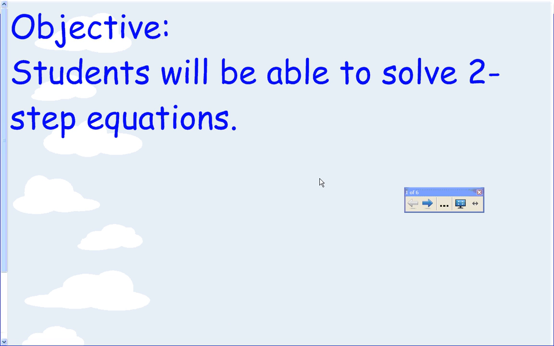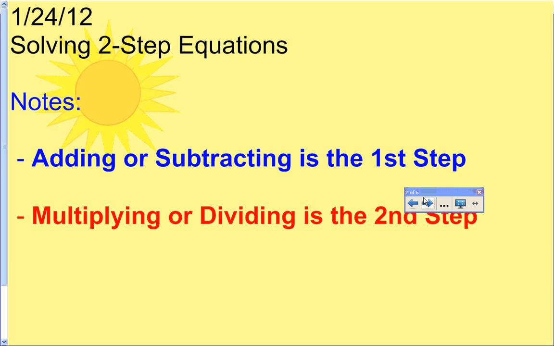All right, so the objective for this lesson is that you'll be able to solve two-step equations. This is really the only notes for this section. The rest of the pages I have are examples.